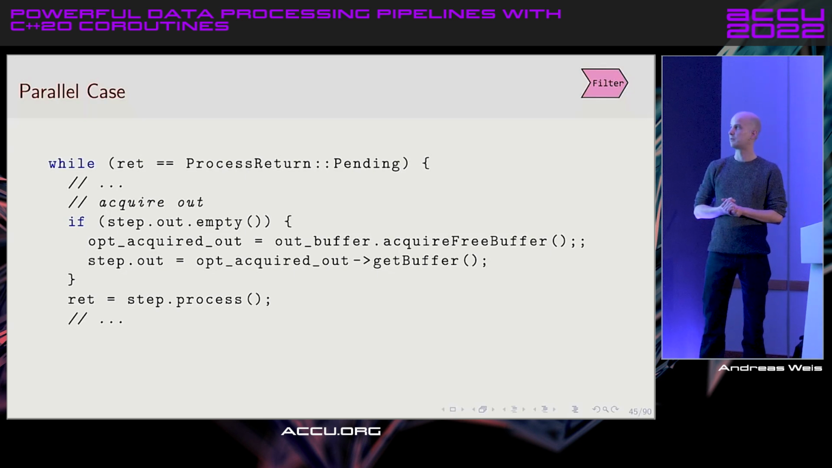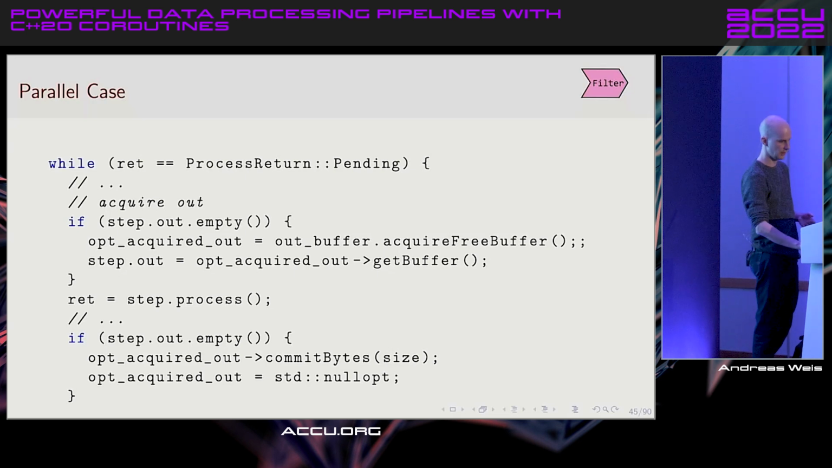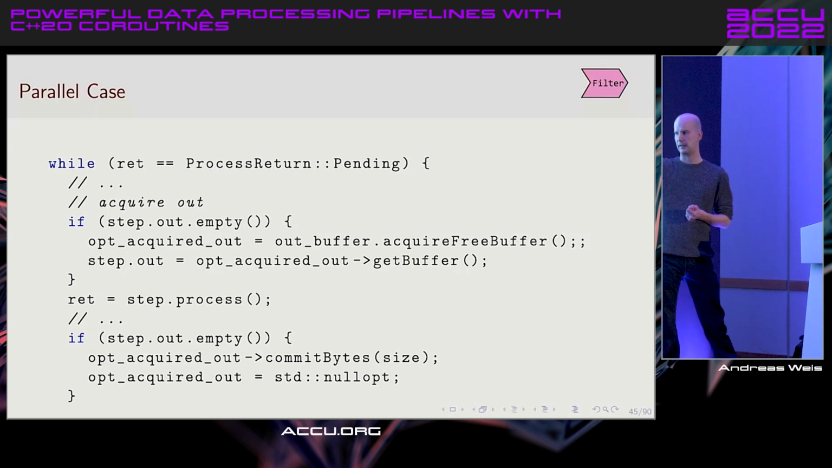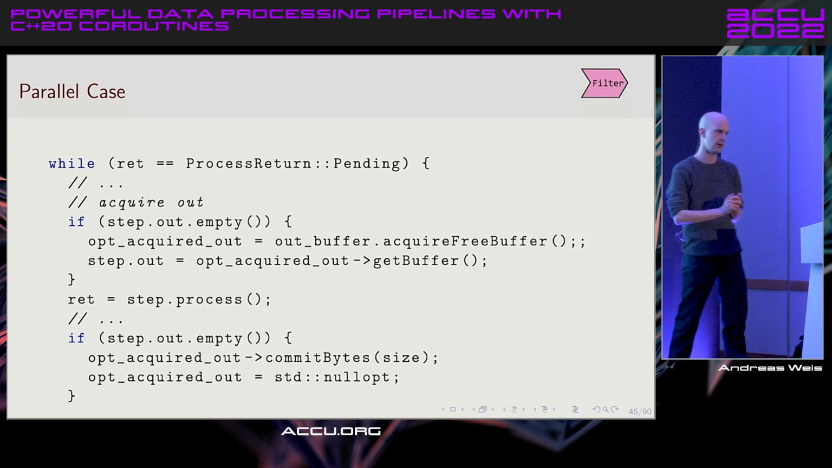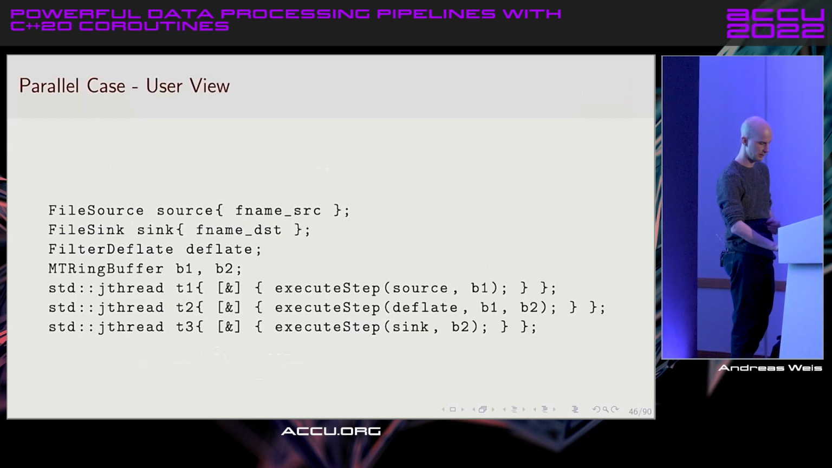For the output, it's pretty much the same thing. Again, acquire it from the respective queue, set up the process function. This time the releasing, I need to remember to actually tell how many bytes I've written of the output buffer, so I need this additional commit call, but otherwise it's pretty much symmetrical.